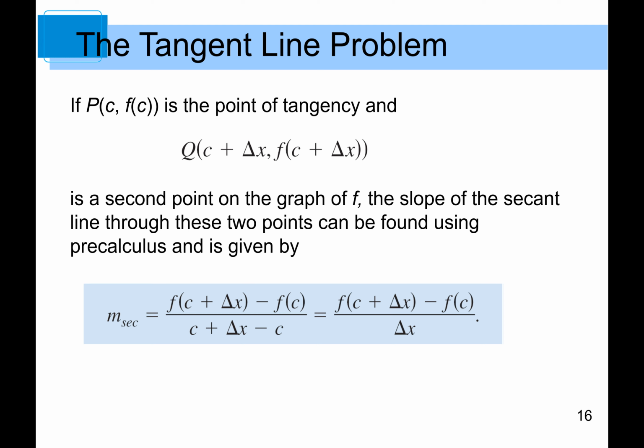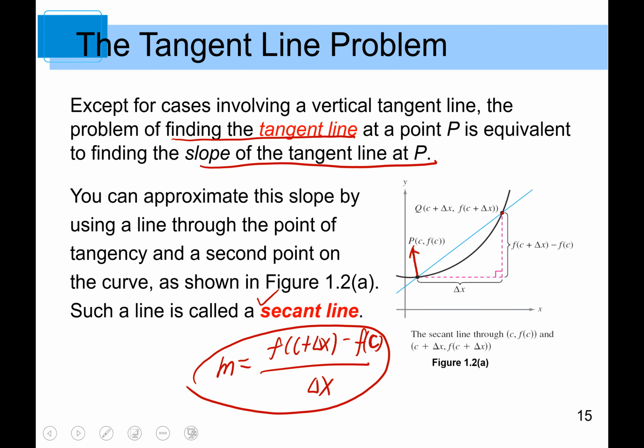So as I mentioned in the previous slide, the secant line slope equals, let's say the first point's x value is c, and the second point's x value is c plus delta x. This is delta x.